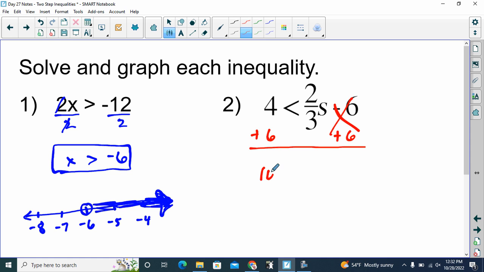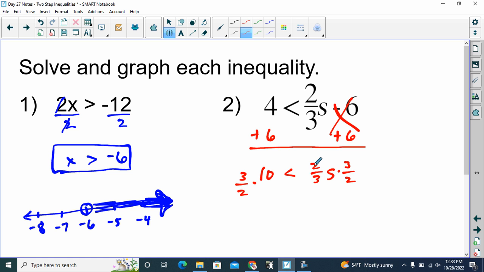4 and 6 make 10. I get 10 is less than 2/3 s. Over here I had 2x and I divided by 2. Here I have 2/3 s. So yes, we should divide by 2/3. But remember, dividing by a fraction is the same thing as multiplying by its reciprocal. It's going to be easiest to take care of that 2/3 by multiplying both sides by the reciprocal. We flip it. So instead of dividing by 2/3, I could also multiply by 3/2.